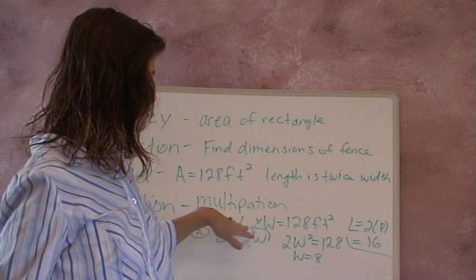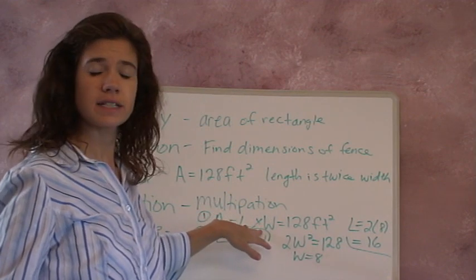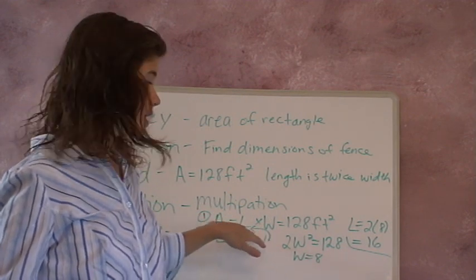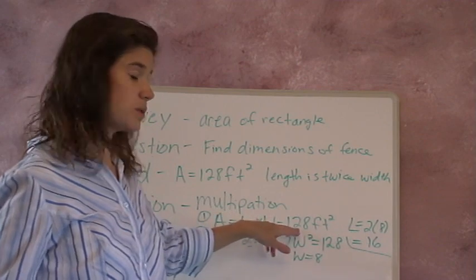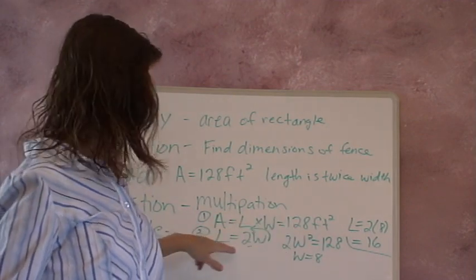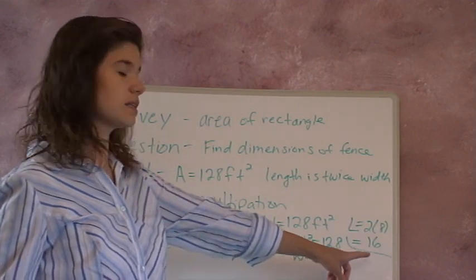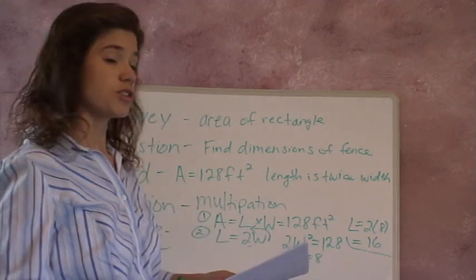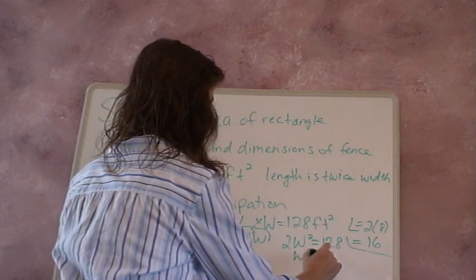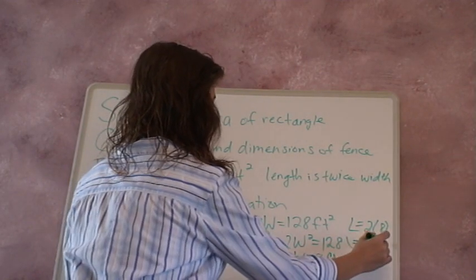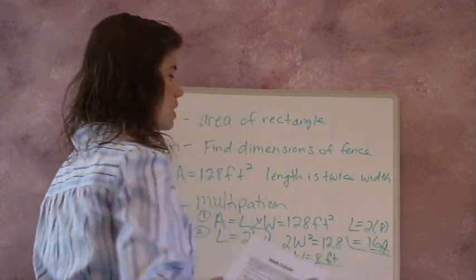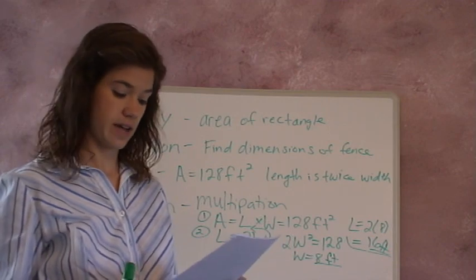let's use our formula for area of a rectangle, length times width. Is 8 times 16 128? Yeah. Is the width twice as much as the length? Yes. So we know our answers are 8 feet wide and 16 feet long. So those are the dimensions of the fence.